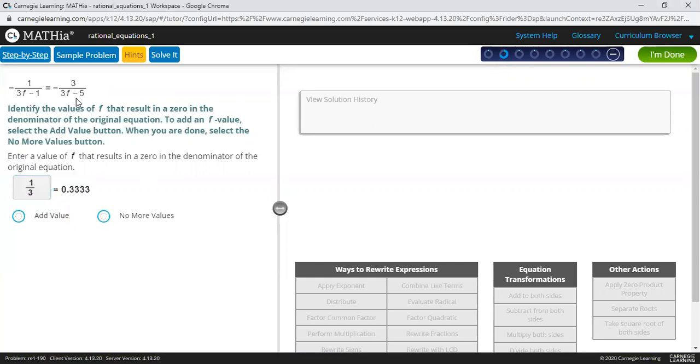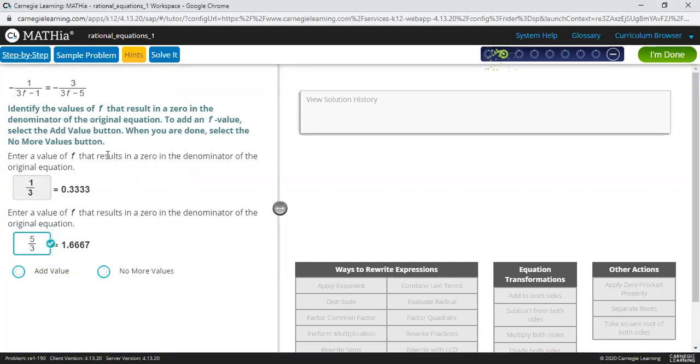And then if you notice, this denominator is actually different. I have another value. I'm going to set this denominator equal to 0. I would add 5 over, divide by 3. So the value 5/3 is also not in the domain of this equation. So now I have no more values. I'm going to move on.